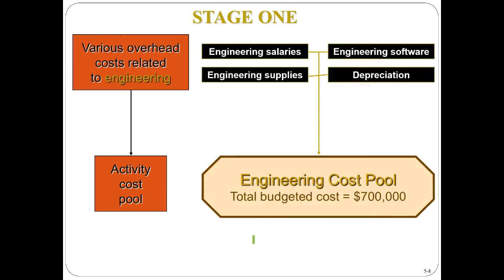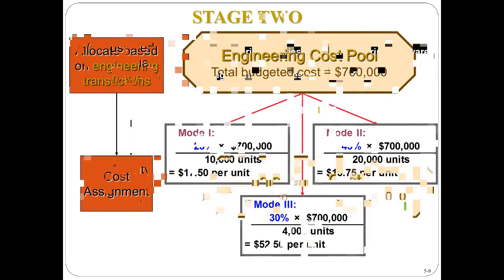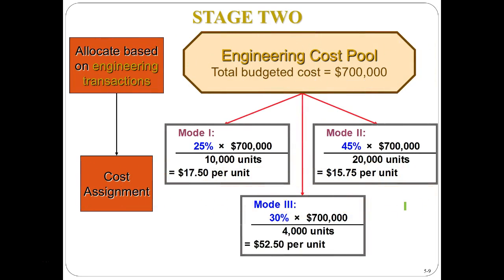And then we got stage 3, various overhead costs related to engineering. So we have the activity pool for engineering salaries, engineering supplies, engineering software, depreciation related to engineering. And we budgeted that to be $700,000. And the question is, how are we allocating that per unit to the different models, Model 1, Model 2, Model 3? So in this case, for engineering, all we do is we basically go to the engineering department and ask them to come up with an estimate.